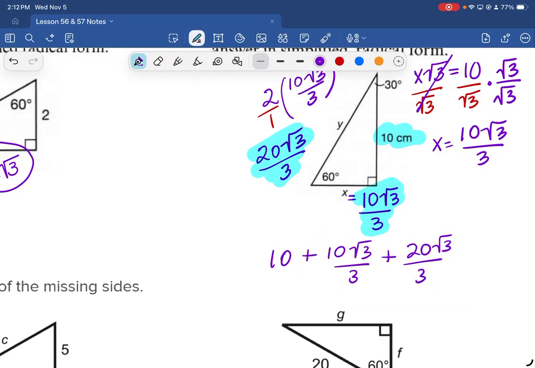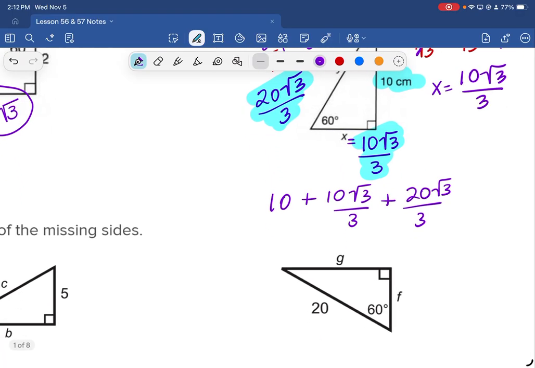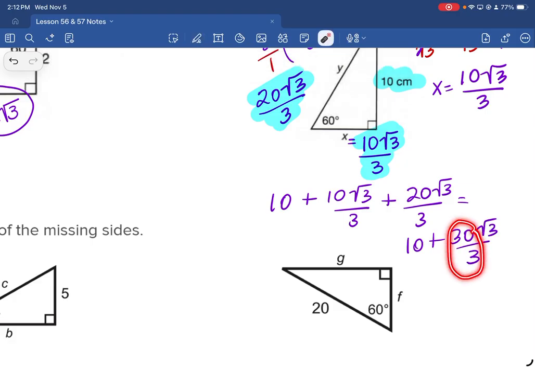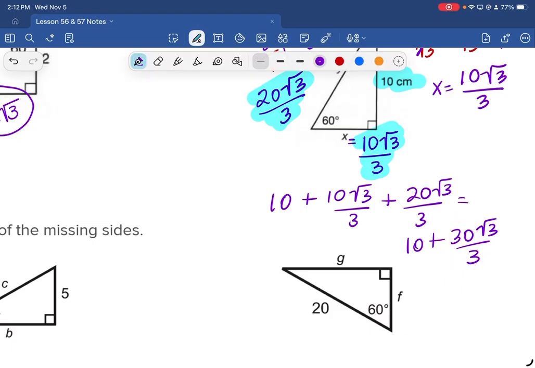So we have 10 plus 30 root 3 over 3. Now, do you notice this can be reduced? 30 divided by 3 is? 10. Yeah. So we have 10 plus 10 root 3. That is the perimeter.